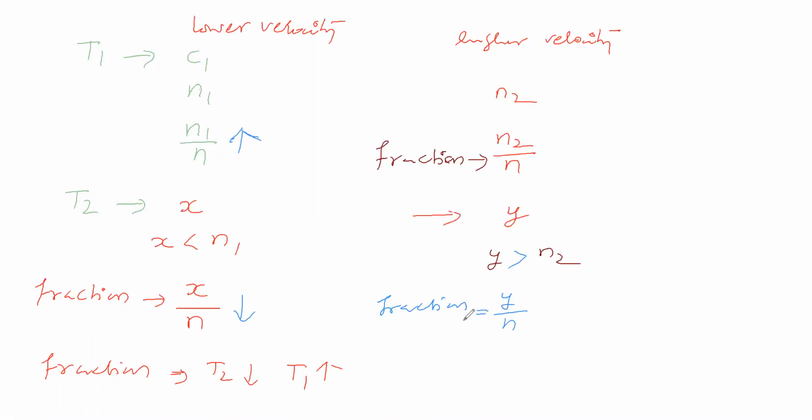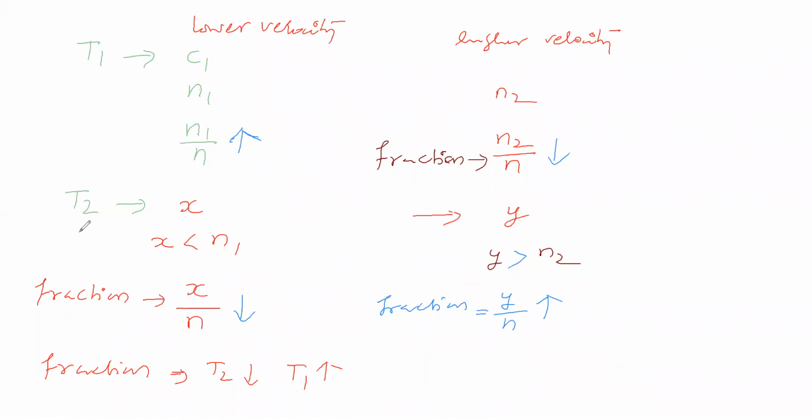Now we will compare this fraction and this fraction. Here Y is greater than N2. Y is high, N2 is low. Here N, the total number of molecules, remains the same. Since Y is high, this fraction is high, this fraction is low. So like this we said, so we have got an idea of how the fractions of molecules are.